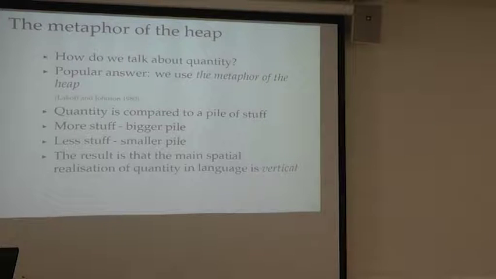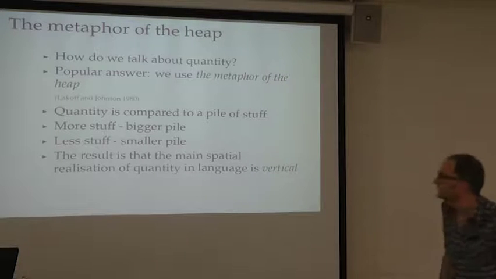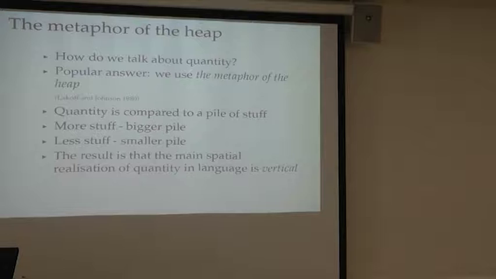And the idea is as follows. When we talk about quantity, we conceptualize quantity as a pile of stuff. And if there's more stuff, then the pile will become bigger. In particular, it will become higher. Yeah? So what we're interested in when we talk about the quantity of stuff is how high is the pile? That's the metaphor, right? So when we talk about quantity, we talk about a vertical axis.